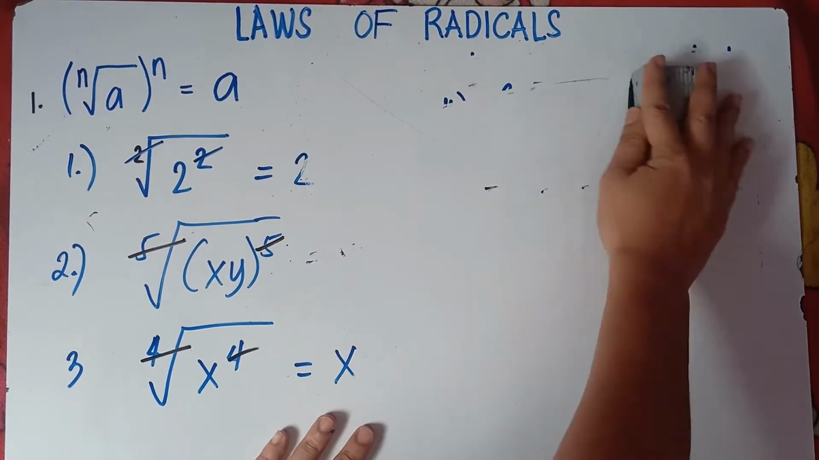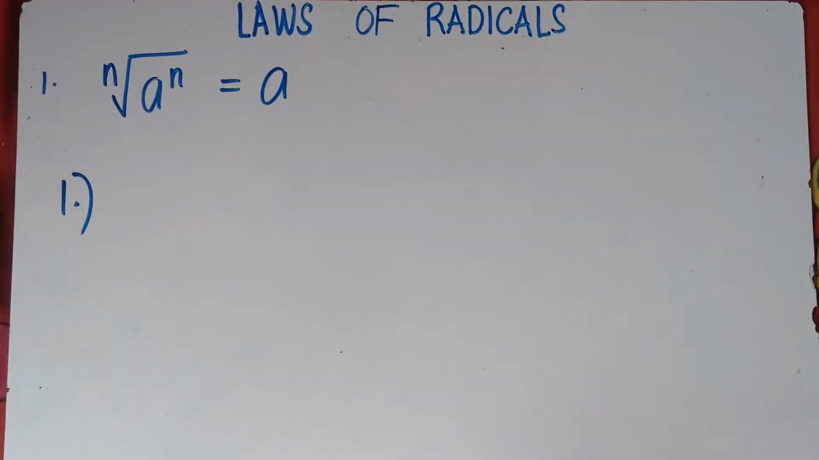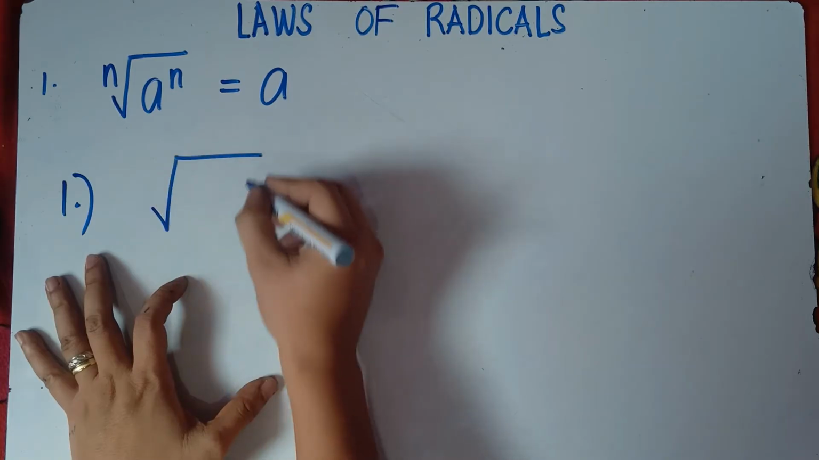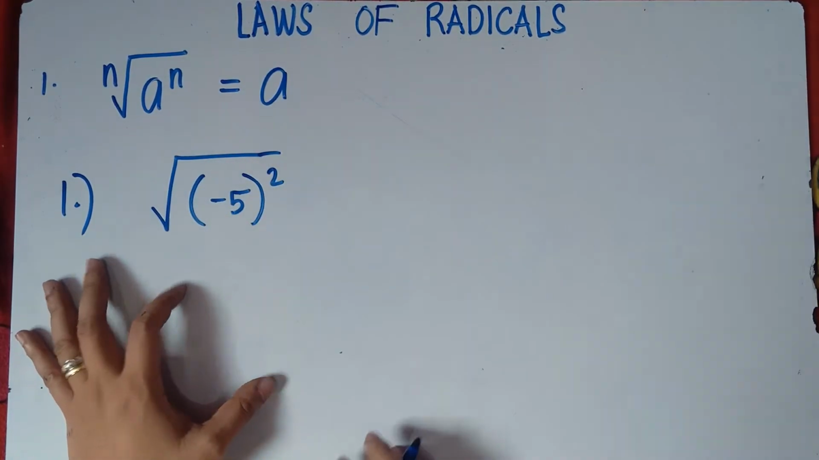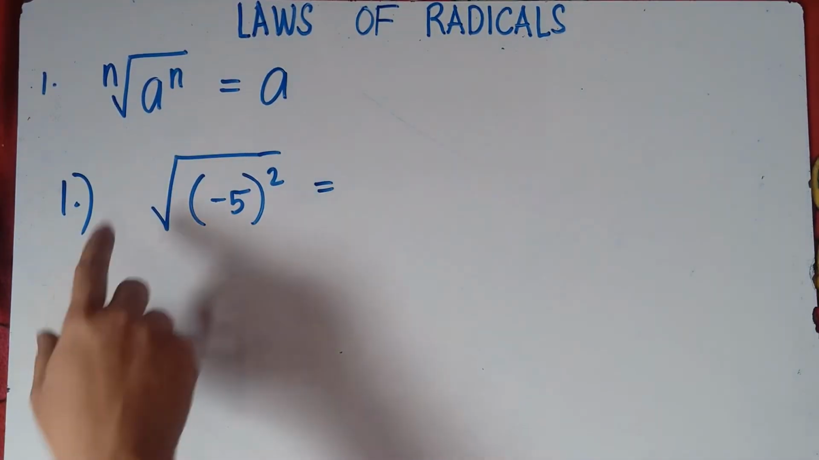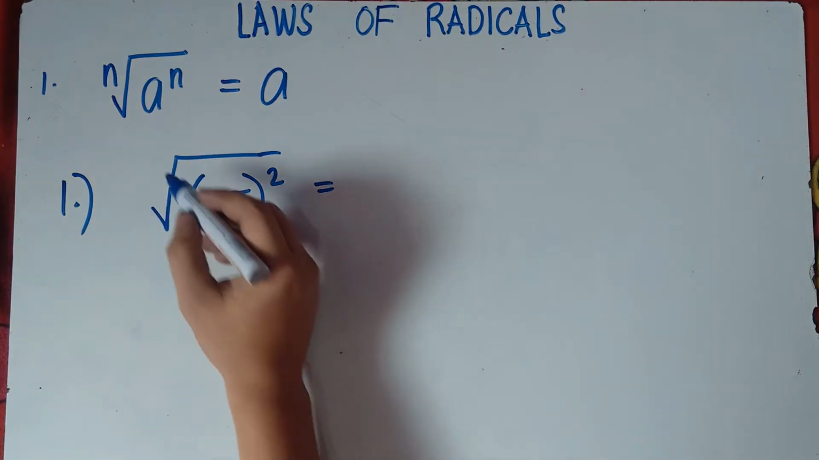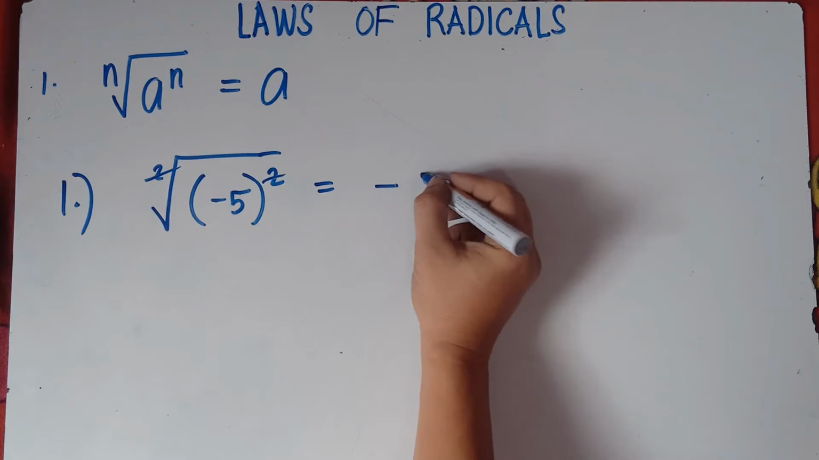For number 5. Now, sir, could you try a negative example? Let's try that, class. Alright, let's try an example, class. What if a is less than 0 and then n is even or odd? Number 1. What if you have the square root of quantity negative 5 raised to the power of 2? Alright, of course, we know that the index and the exponents are the same, right? Because we know that in every square root, the index is 2. So we can cancel this out and then copy negative 5.